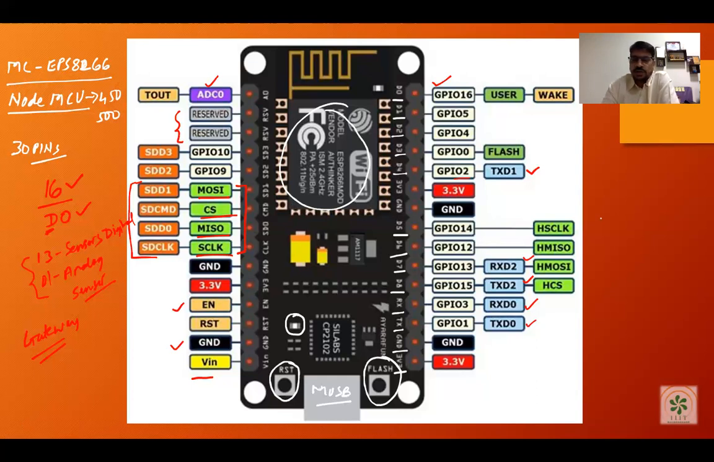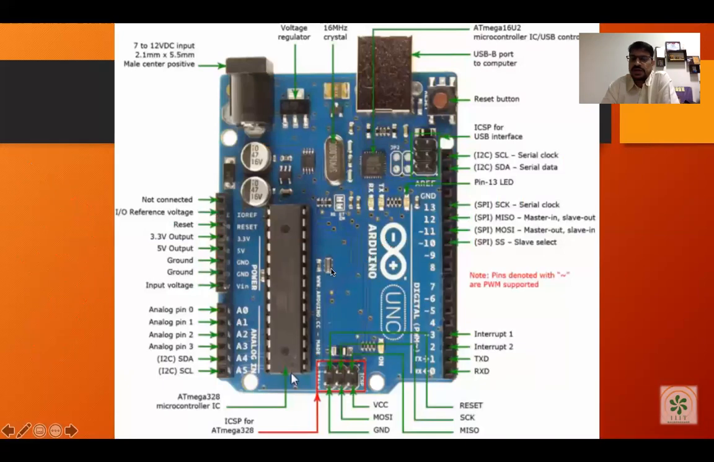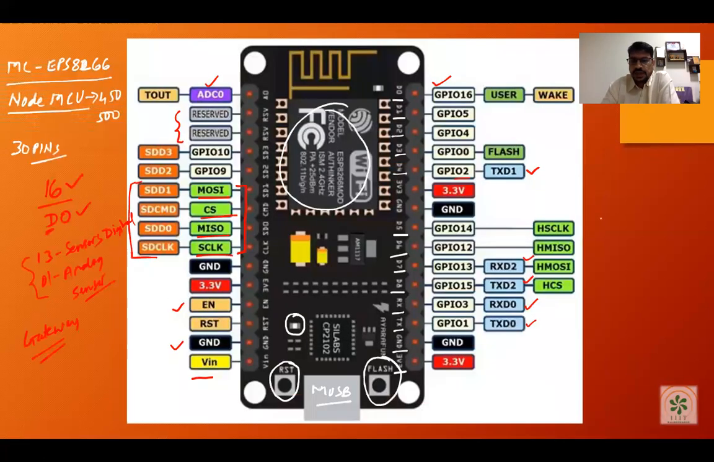But in the Arduino board, as we saw yesterday, we don't have any of these facilities. If you want to communicate locally, you have to connect a Bluetooth module to the Arduino board, or an RF module, or a Wi-Fi module. But here there is an inbuilt Wi-Fi module. That's why I choose the Node MCU board over the Arduino board, because of the connectivity facility.